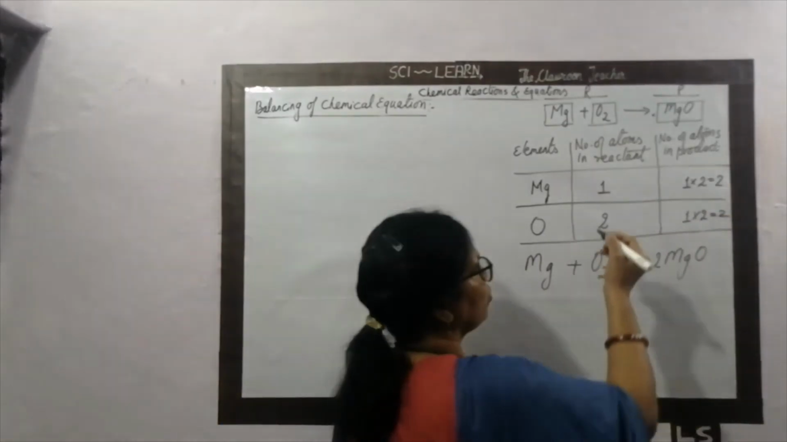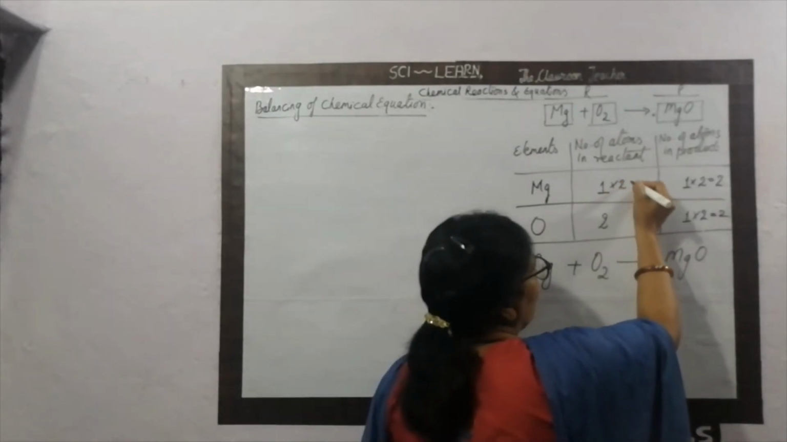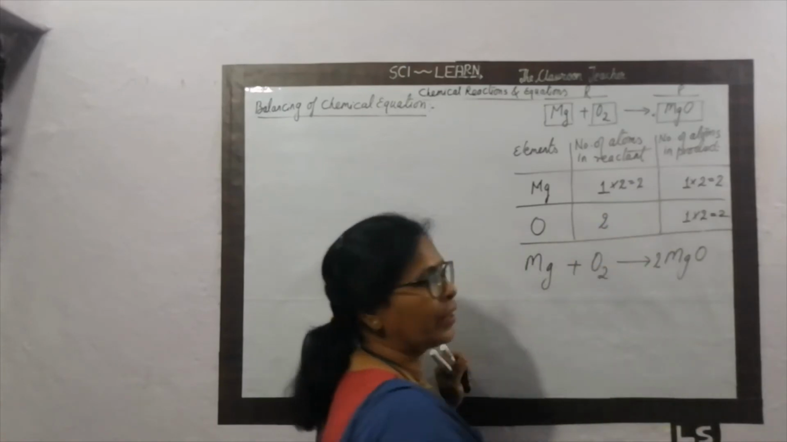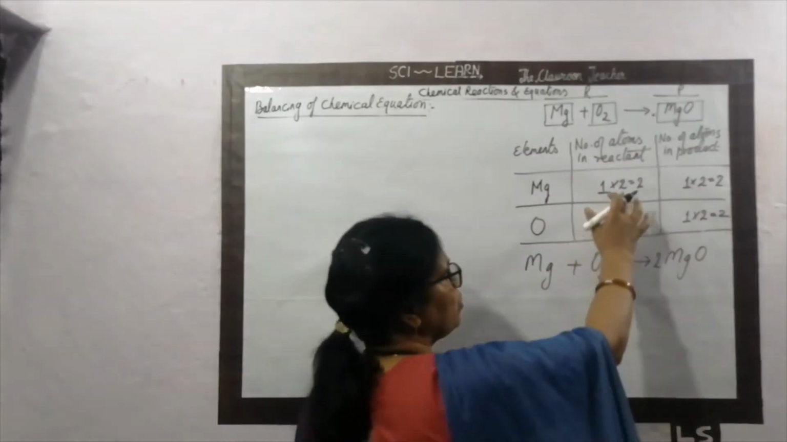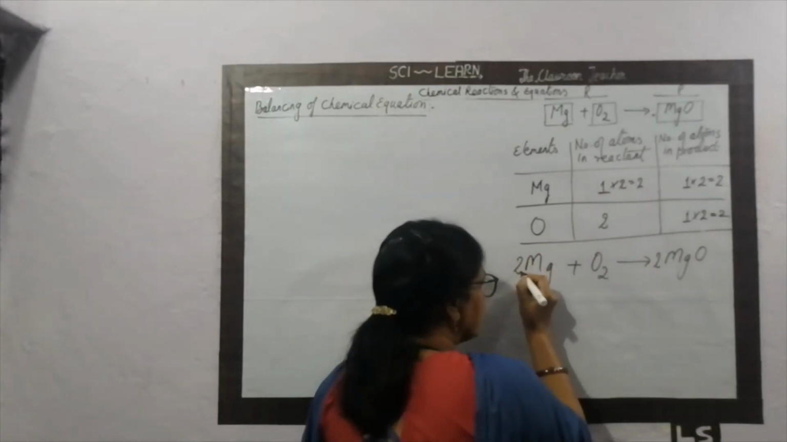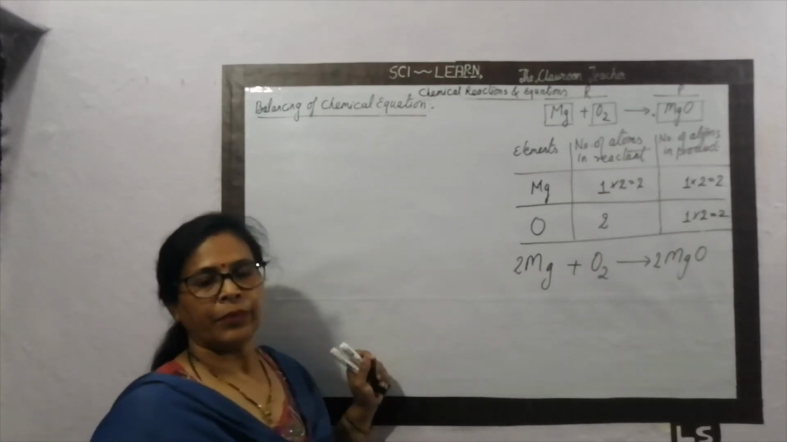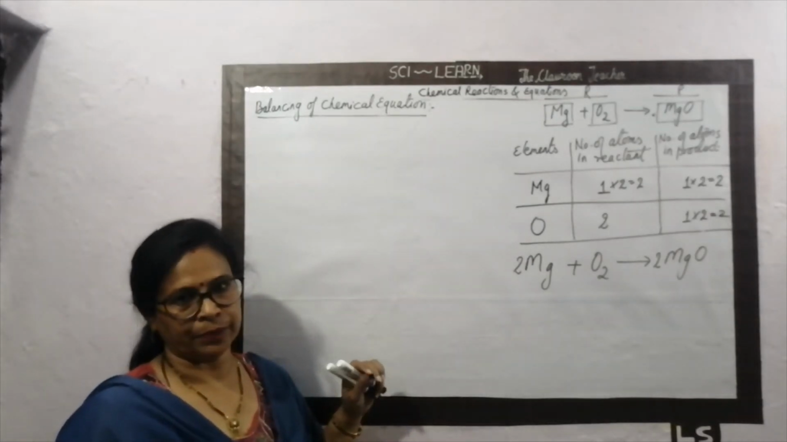Then what we have to do? We have to multiply one more here, 2, and we get the 2. And where is this 2 placed? This 2 is placed here. Now the equation is balanced.